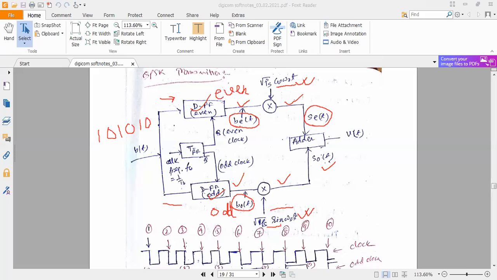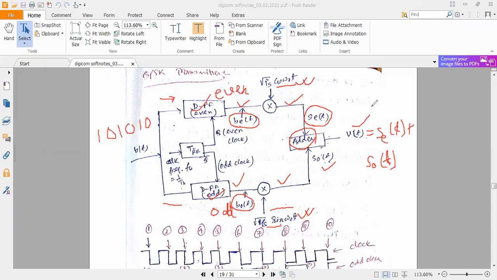B0t into root 2 Ps sin omega 0 t. Now it's an adder circuit. Simple addition will be there, and ultimately you will get ACT plus SOT. That means the combination of even bits and the odd bits will be available at the output. So this is your QPSK transmitter.